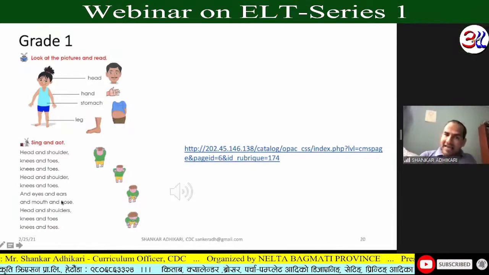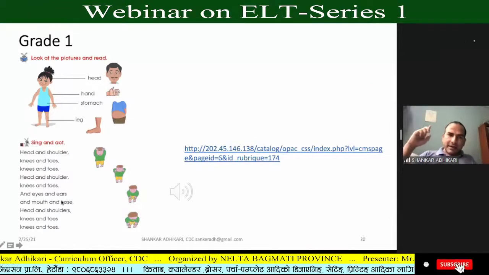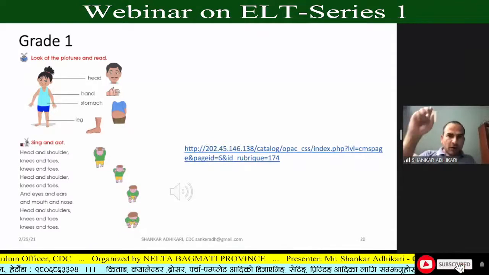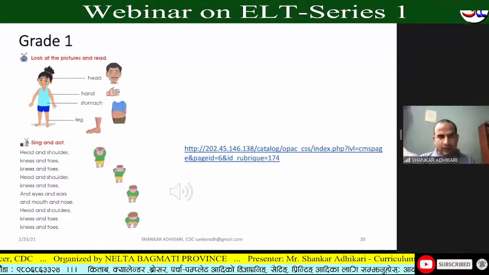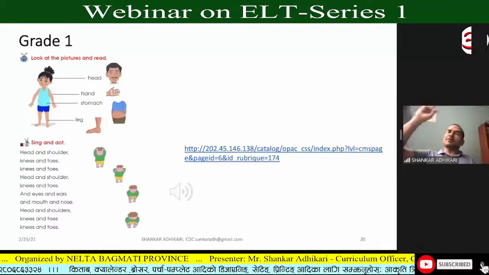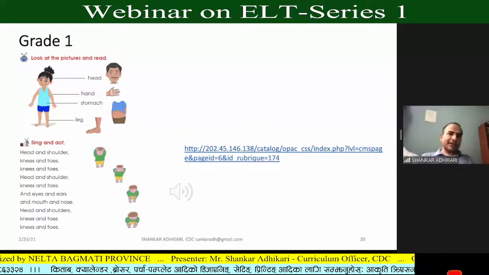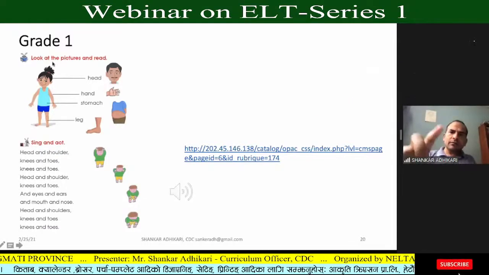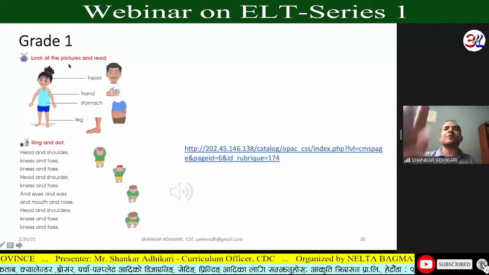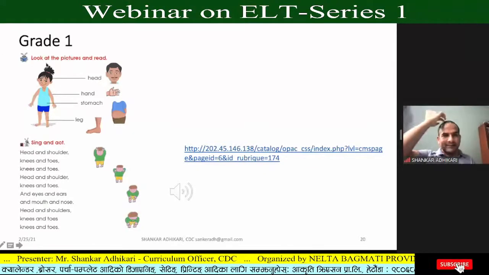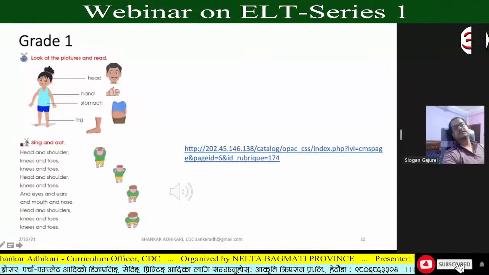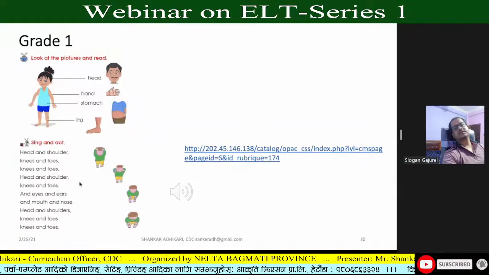And this is another lesson in post decoding phase, right? This lesson is not in foundation, not in decoding phase, but in post decoding phase. Look at the pictures and read. This is the very first task of a particular lesson, let's say. Hat and soldier, knees and shoes.